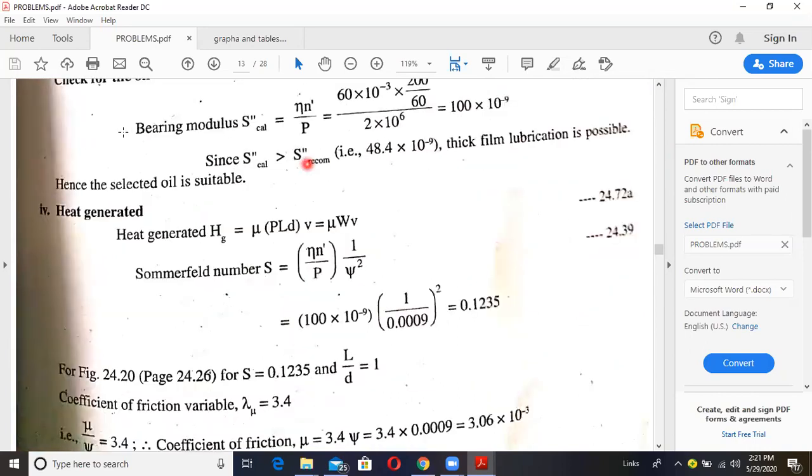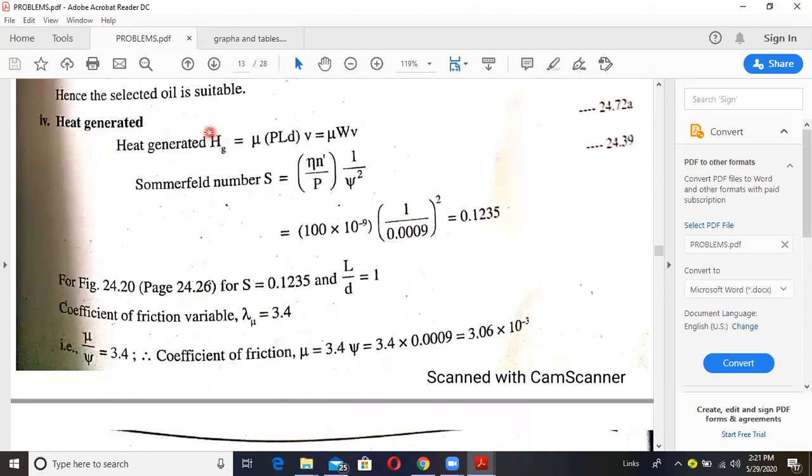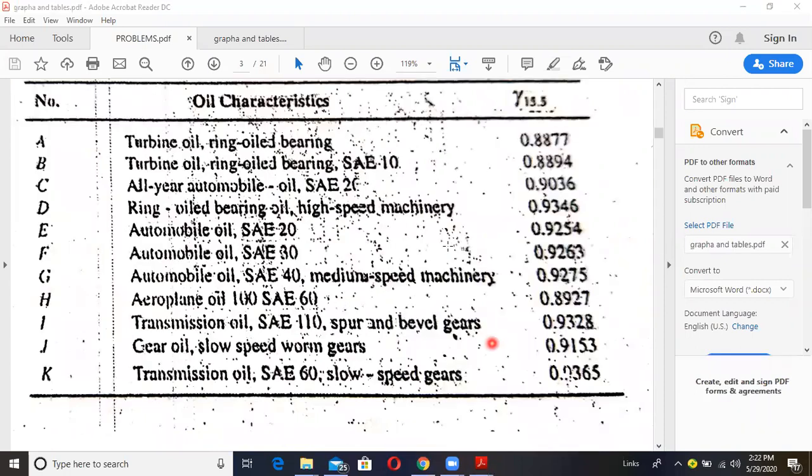Next step is heat generated. So we are going to calculate how much amount of heat is generated by using the formula Hg is equal to mu PLV. That we can write as mu W into V. Here we can calculate mu by using the formula, or we can calculate mu by using the figure. Now if you see the figure number 24.20, by using this figure we can calculate mu.